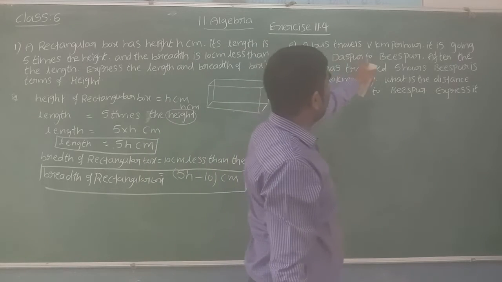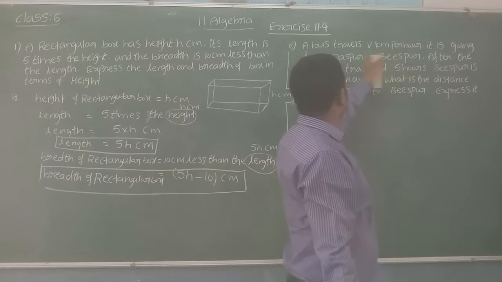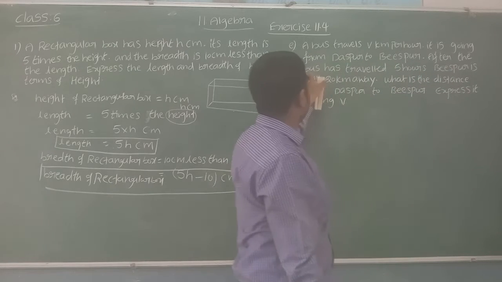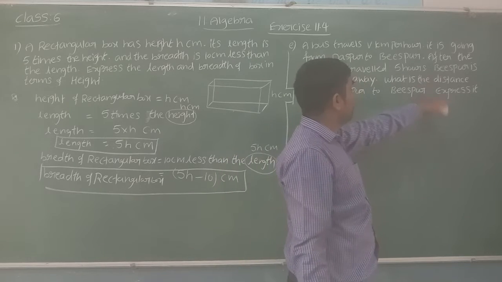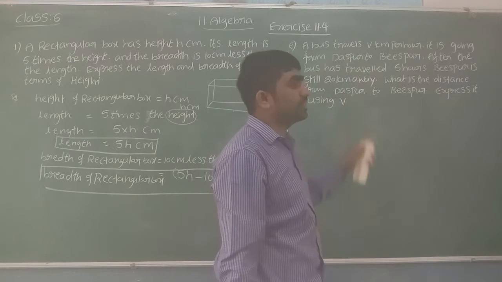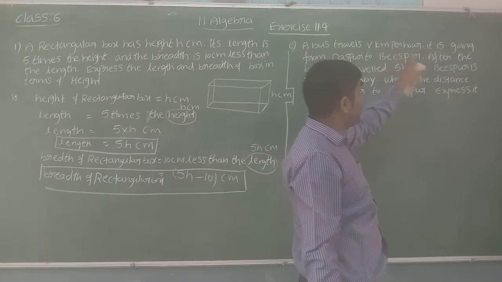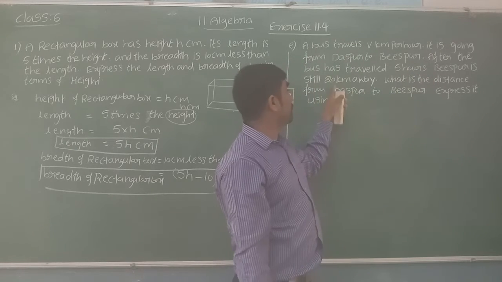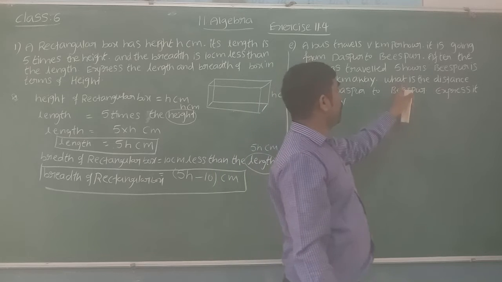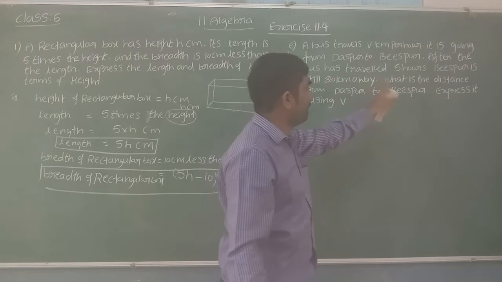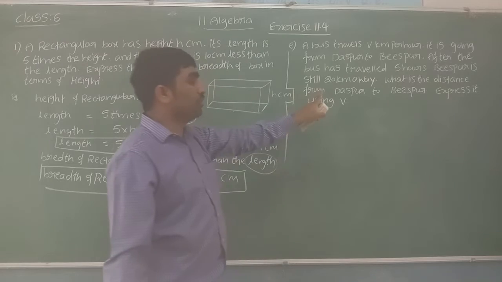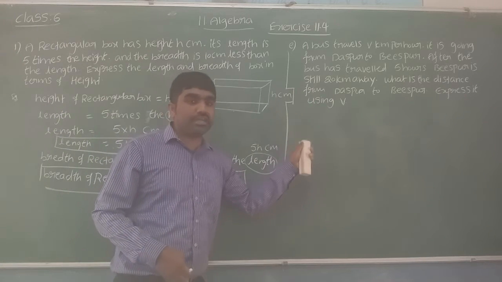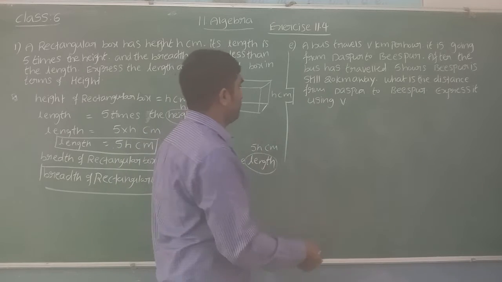A bus travels V km per hour. It is going from Daspur to Bijpur. After the bus has traveled 5 hours, Bijpur is still 20 kilometers away. What is the distance from Daspur to Bijpur? Express it using V. Using the alphabet V, we are asked to express the distance from Daspur to Bijpur.